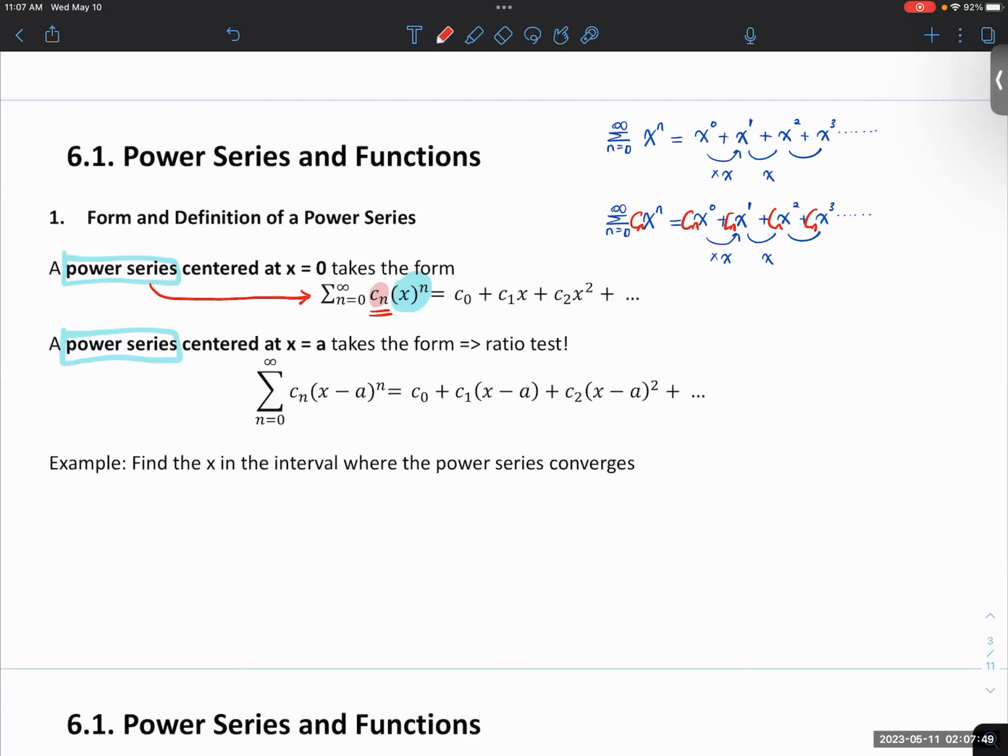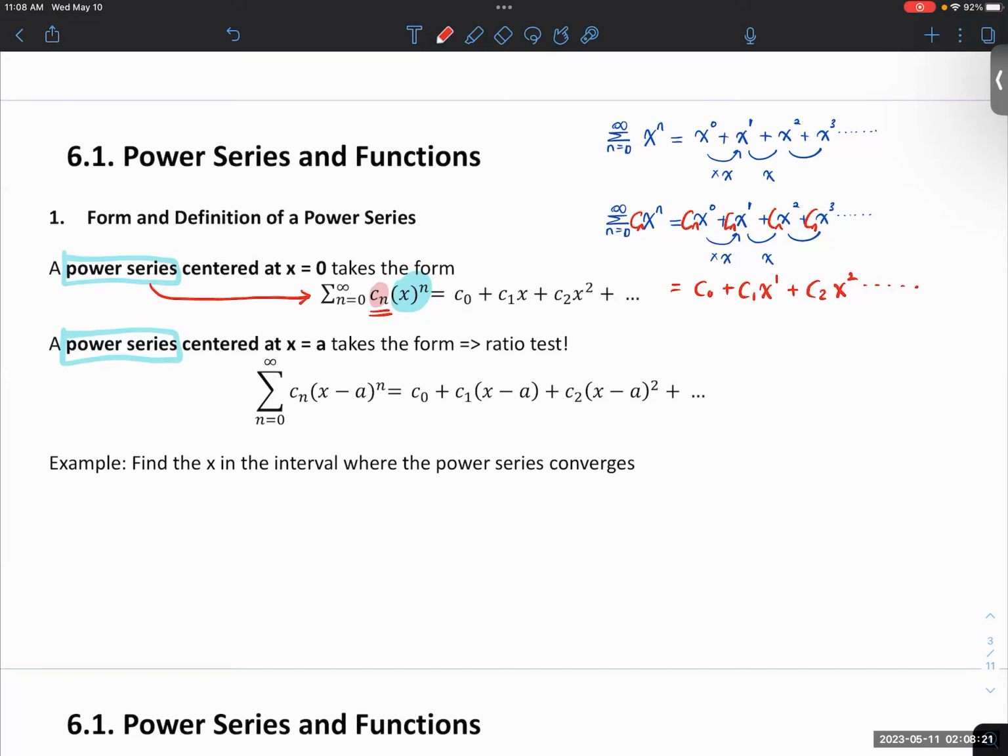x to the 0 is always 1. So this is going to be c0, c1 times x to the 1, c2 times x to the 2. We call this form a power series. Does it make sense? Very simple, we are just expanding our knowledge from the general form of the series by adding the coefficient. Now, this is the case where the center is at x equal to 0.